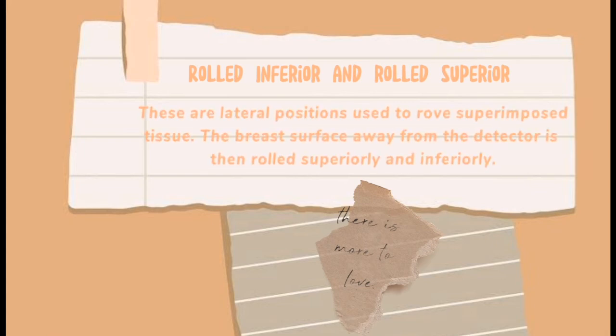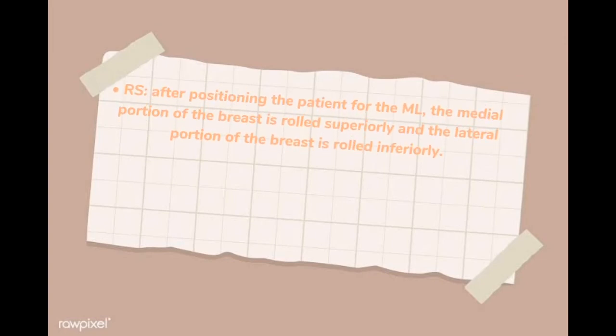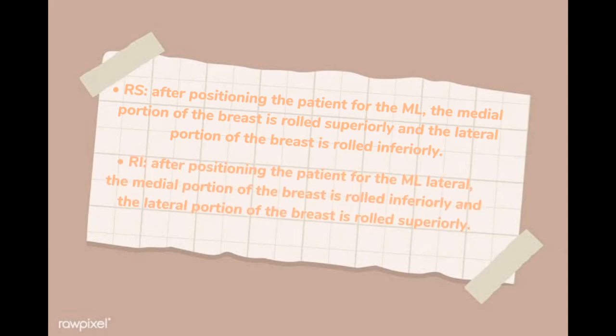Rolled inferior and rolled superior. These are lateral positions used to resolve superimposition. The breast surface away from the detector is then rolled superiorly and inferiorly. Rolled superior. After positioning the patient for the ML, the medial portion of the breast is rolled superiorly and the lateral portion of the breast is rolled inferiorly. Rolled inferior. After positioning the patient for the ML, the medial portion of the breast is rolled inferiorly and the lateral portion of the breast is rolled superiorly.